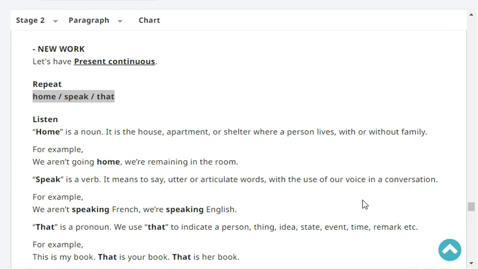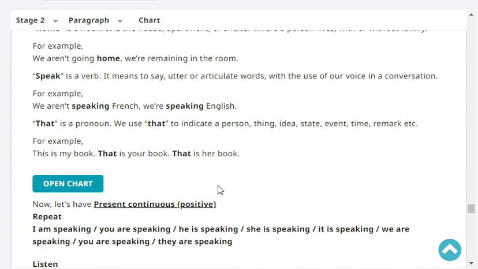The word home is a noun. It is the house, apartment, or shelter where a person lives with or without their family. For example, we aren't going home, we're remaining in the room. The word speak is a verb. It means to say, utter, or articulate a word with the use of our voice in a conversation. For example, we aren't speaking French, we're speaking English.